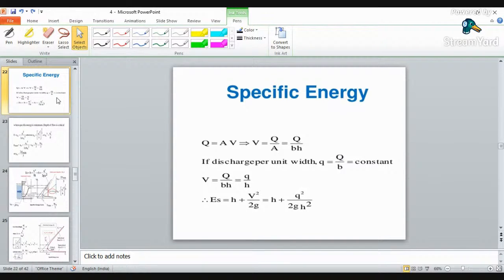Now see, your critical depth has a Froude number equal to 1, is it? And it corresponds to the minimum energy of flow which can possess a given discharge. Now all flows are not critical. Below 1 we consider it as subcritical and above 1 we consider it as supercritical.